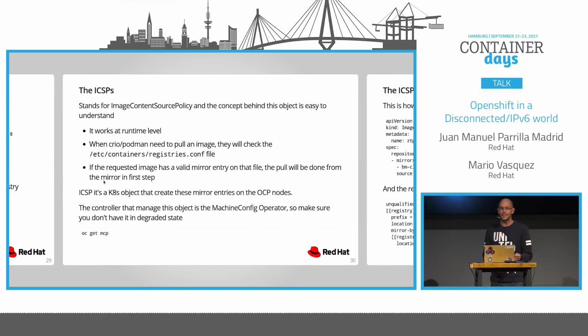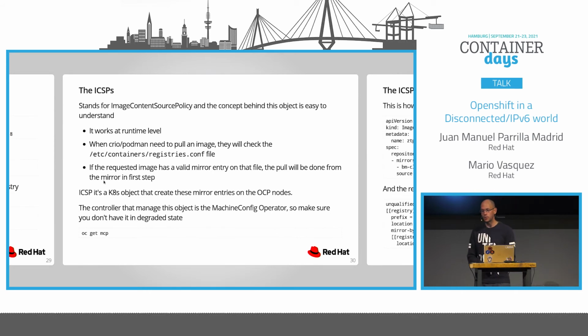So next thing is the image content source policies. This is more like the thing that I already told you about in the install-config file. But this is for when your cluster is live and working, and you want to set up some kind of policies in order to go first to your mirror instead of going to the internet.